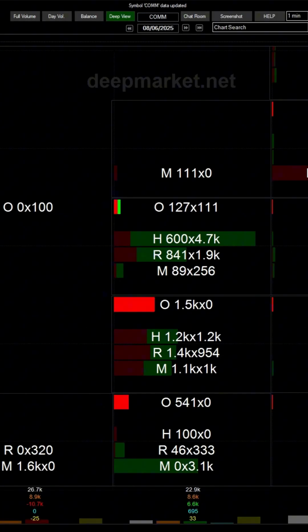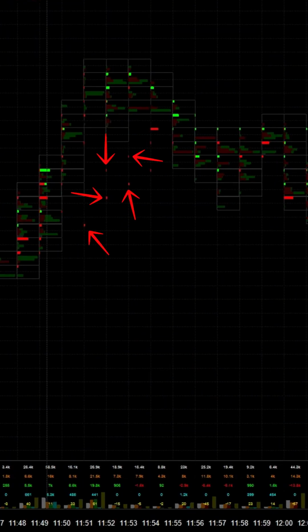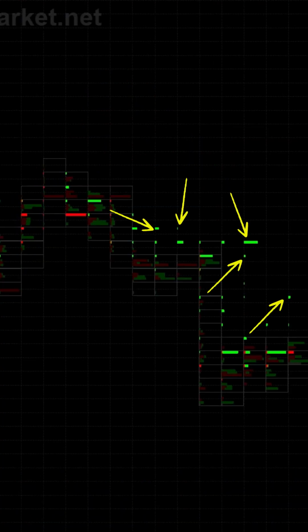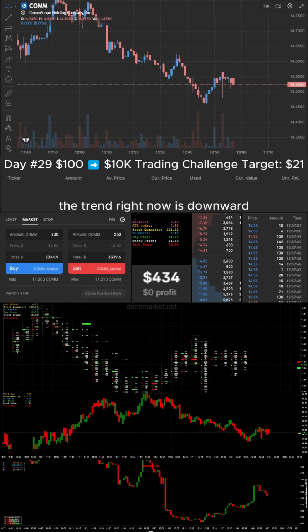Third, the deep view chart is amazing because it shows the accumulation of orders at each price level within a candle. I can see market and limit orders as well as hidden limit orders and slipped orders. In this challenge, I'm using a slipped order strategy. These orders clearly indicate when to enter a position because when the price changes direction, a large number of slipped orders appear. The trend right now is downward, so I'm looking for an opportunity to open a short position.